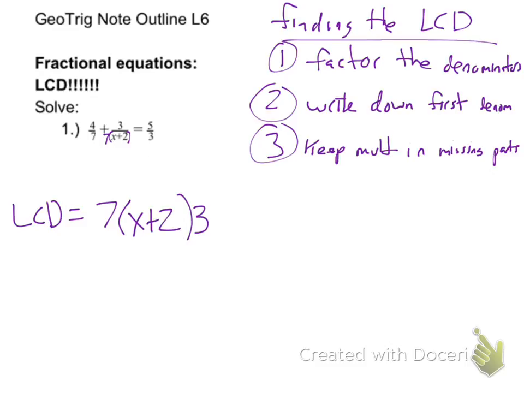Now, wait a minute. The next question that comes into play is what happens if the 3 also had an x plus 2, but to the second power? So I'm changing the dynamics of this problem. Get that on film?